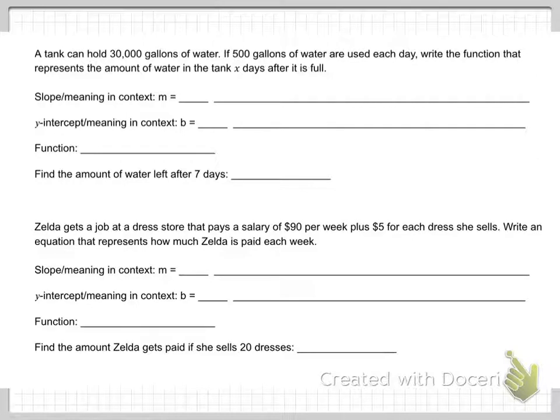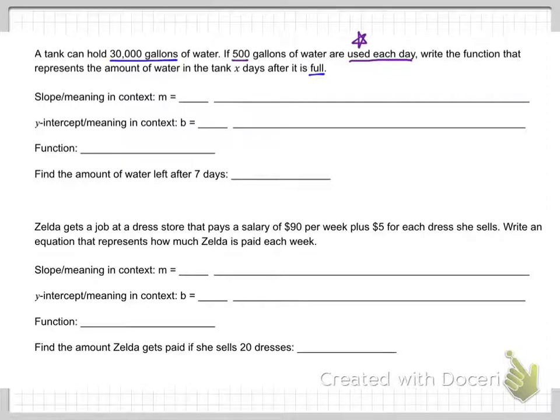For the next problem, a tank can hold 30,000 gallons of water. If 500 of the gallons of water are used each day, write the function that represents the amount of water in the tank x days after it is full. So notice a few things. First of all, 30,000 is going to be our starting amount because it says after it's full. The 500 gallons is going to be the rate of change because it's used each day.